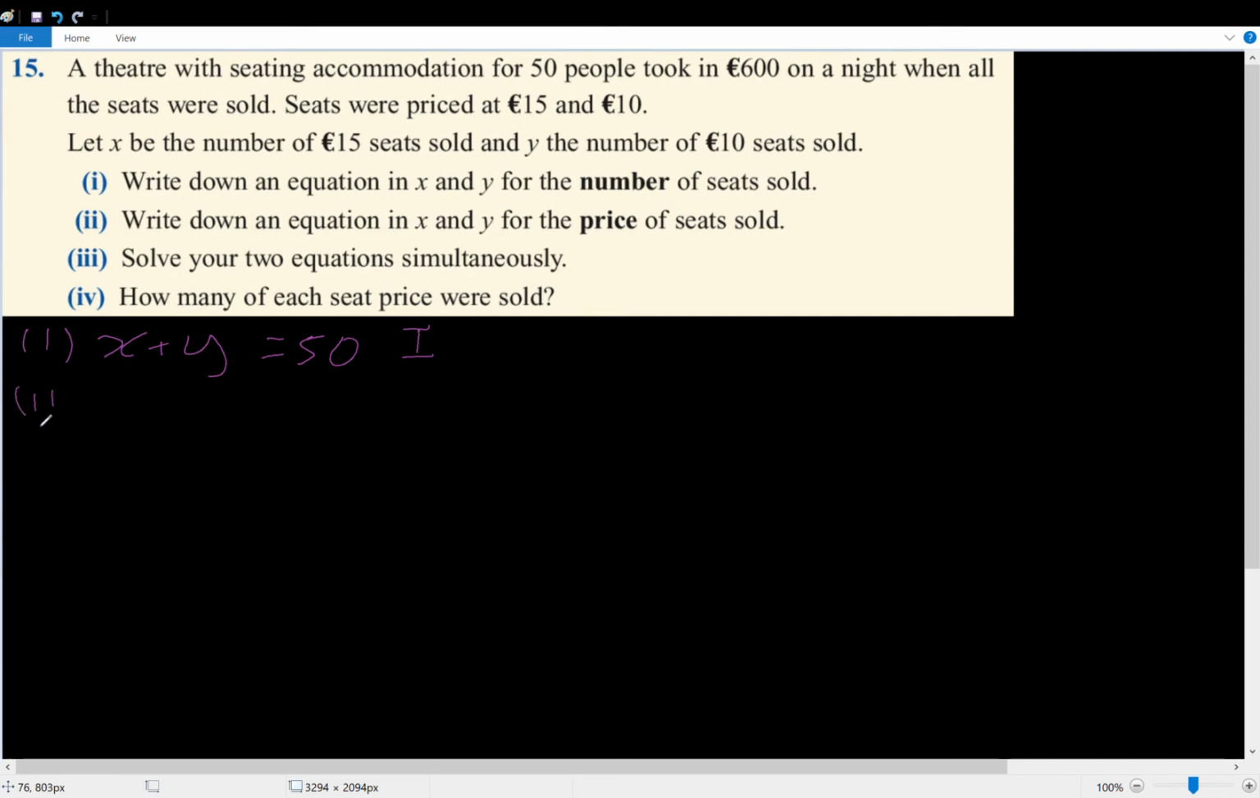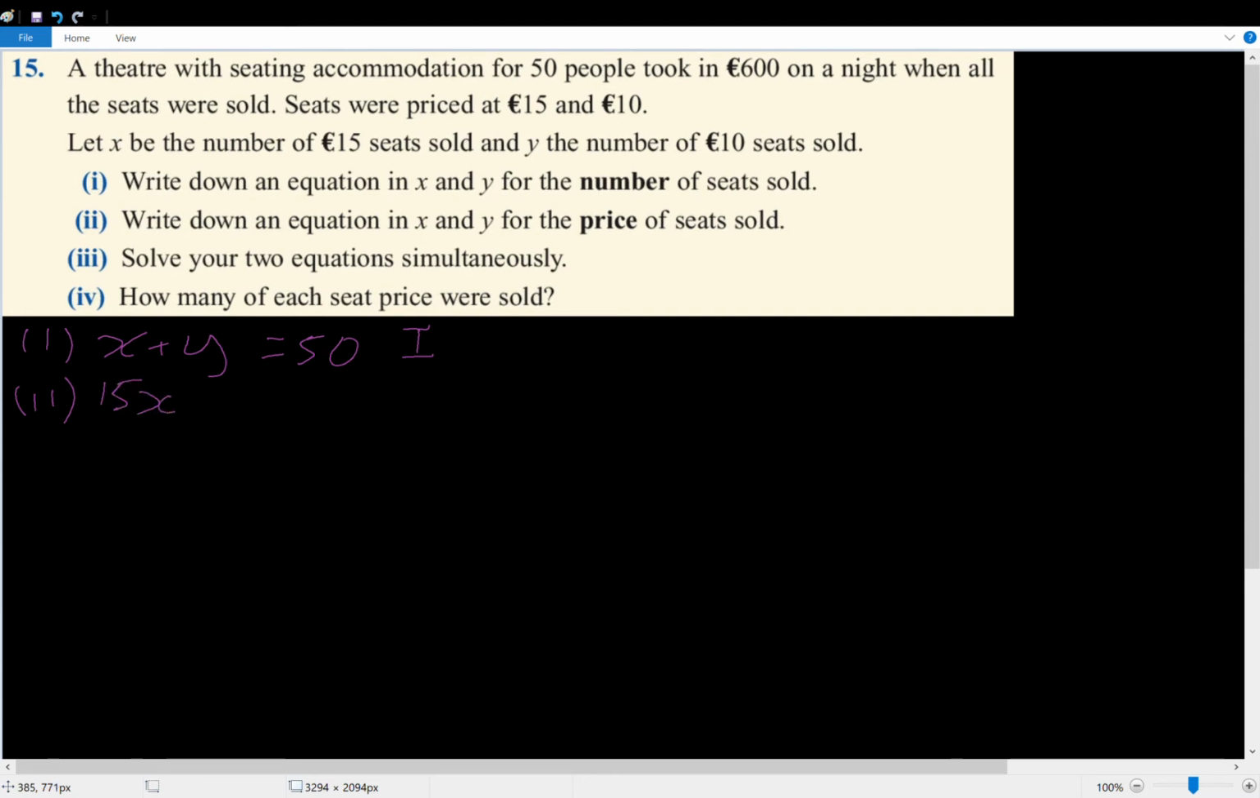Right. Now, for part 2, we've got to write down an equation in X and Y for the price of seats sold. Well, we know it's going to be equal to 600 because they took in €600 on the night. We've just got to work out the cost of each. Well, the amount of money that they made from the €15 seats is going to be the number of those seats multiplied by the cost of those seats. So the number of those seats is X and the cost is 15, so it's going to be 15X.